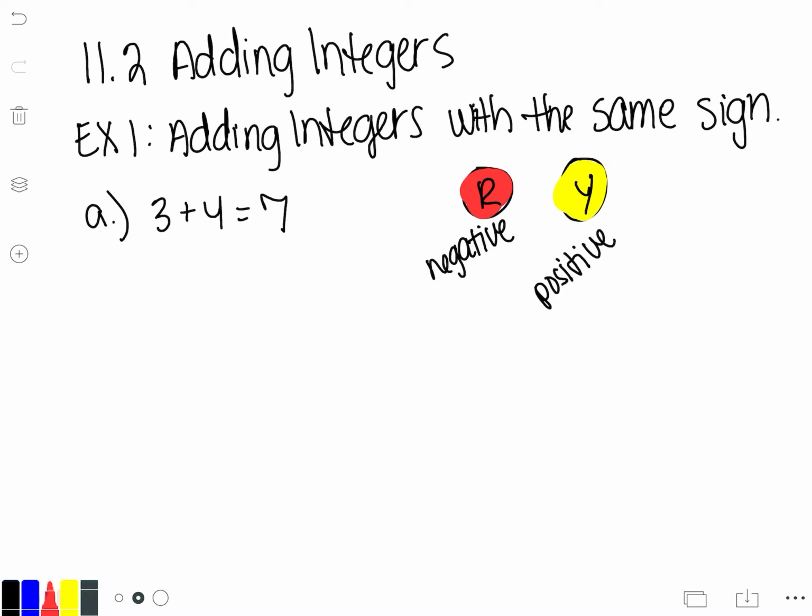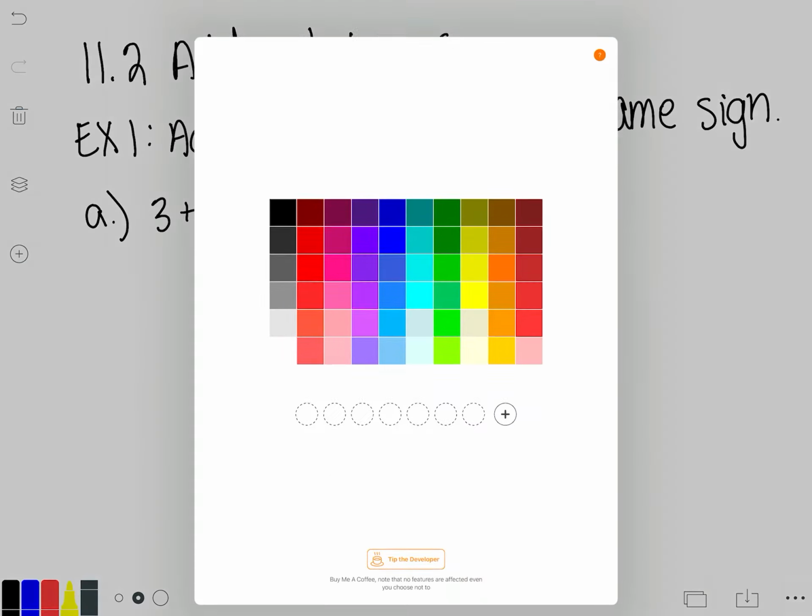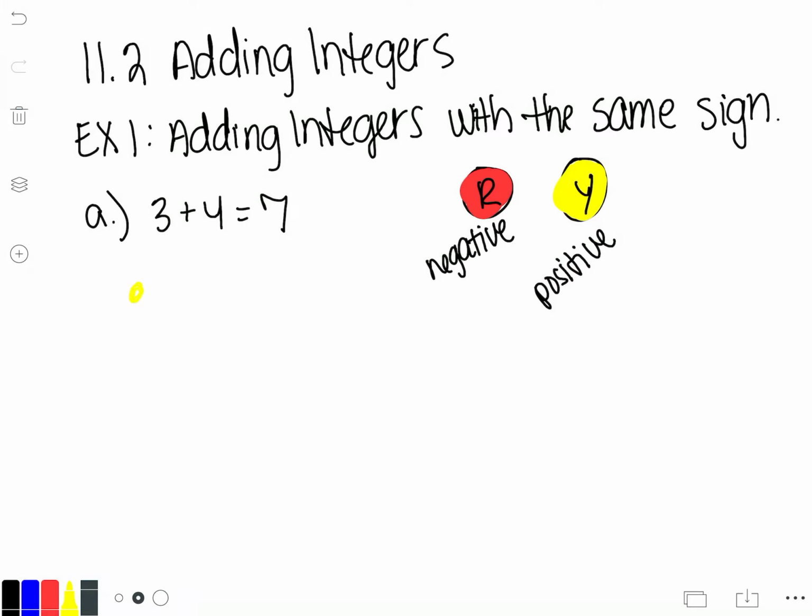We have all positive numbers in example A. So we've got 1, 2, 3. They should be yellow. All right, redo. 1, 2, 3, because they're all positive. And we've got 4 more: 1, 2, 3, 4. So altogether we would have 7, obviously: 1, 2, 3, 4, 5, 6, 7. That's how we get a positive 7 as our answer.